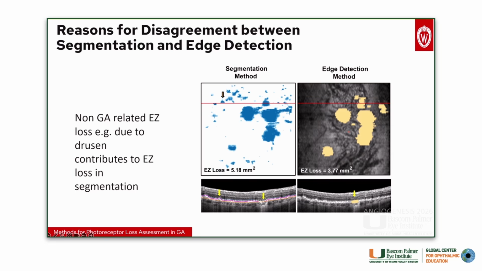Here you can see we looked at different reasons for disagreement. Of course, the reason for the differences is that the two methods are different. Segmentation does the entire B scan, whereas edge detection only focuses on area of GA. So segmentation tends to capture even EZ loss overlying drusen, like here. And this is the area of GA, and edge detection only focuses on GA and it just ignores everything else. So these regions that are captured here are drusen-related EZ loss, and they're not picked up by edge detection, which accounts for the differences.